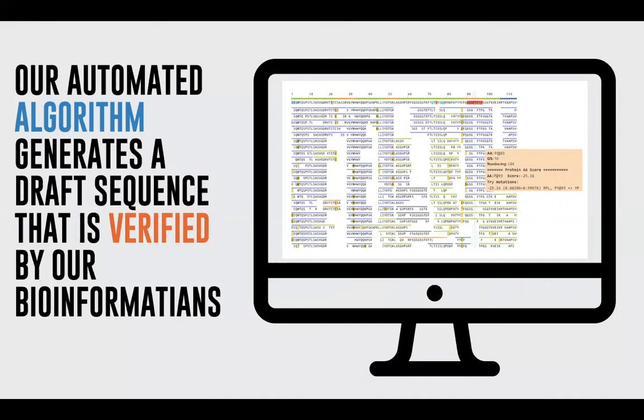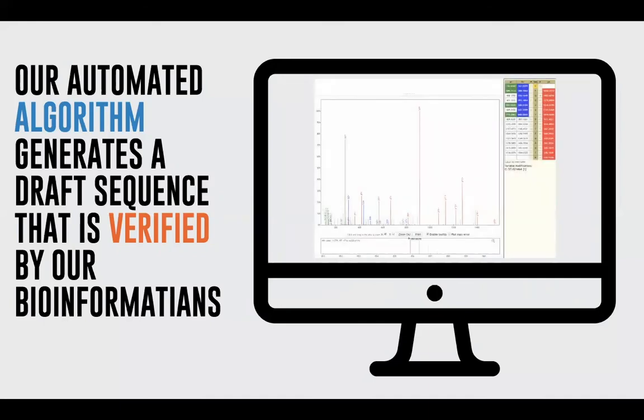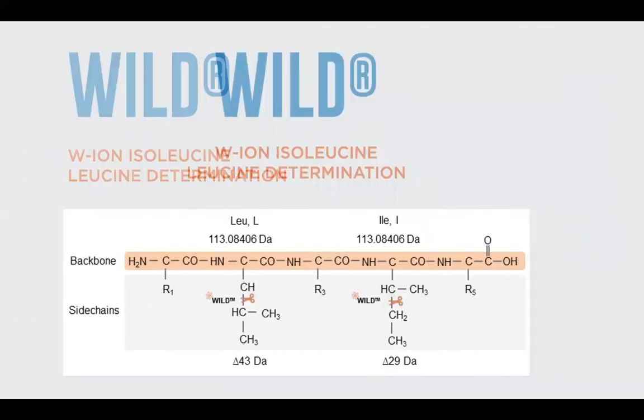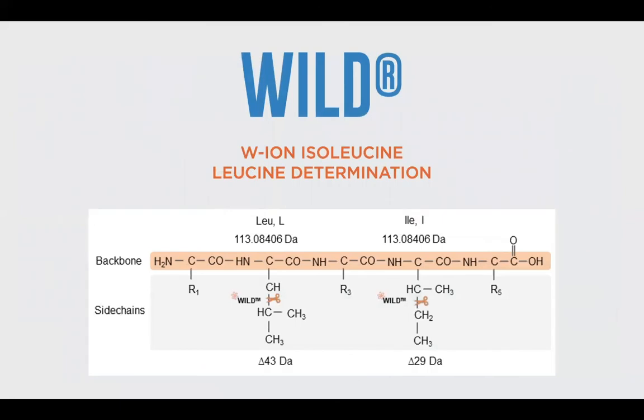And then one of our team of bioinformaticians here is going to go in and review every single amino acid position. They're actually going to review the individual spectra themselves to make sure that we are completely confident in the sequence that we deliver to you. And we compound this with our proprietary WILD technology. So WILD stands for W-ion isoleucine leucine determination.